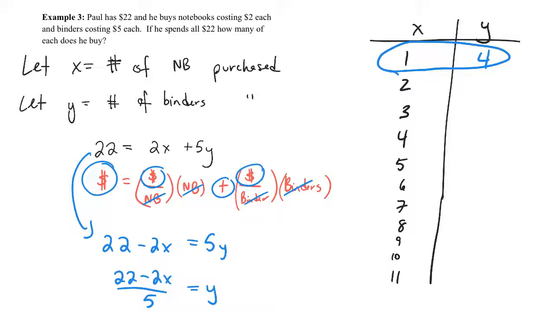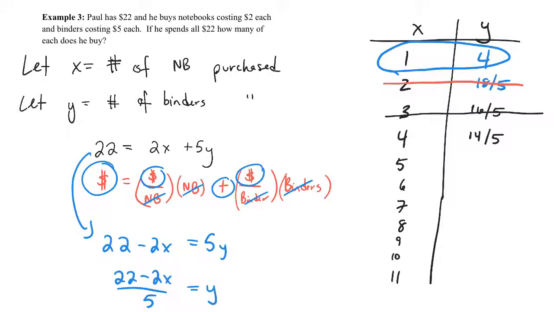Plug in a 2 for x. A 2 for x makes it 22 minus 4, which is 18, and this is 18 over 5. Is that a whole number? It is not. So we reject this solution. It is not one of our answers. And we progress through the entire table one after the other. The 3 next makes it 22 minus 6 is 16, right? Also not going to work. The 4 next makes it 22 minus 8, which is 14.